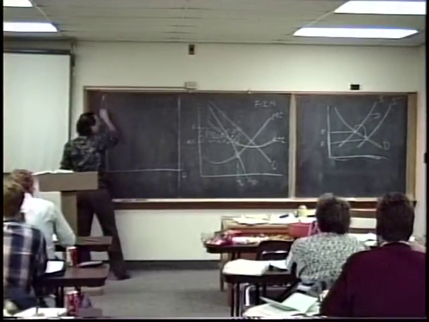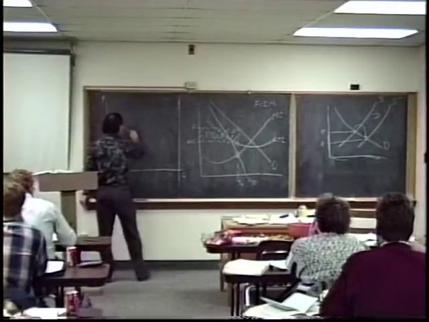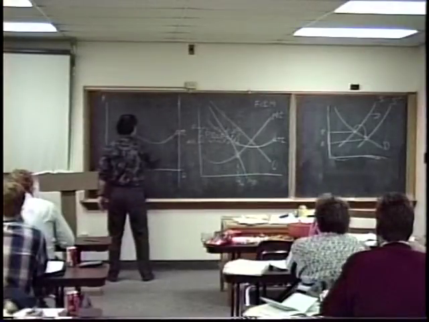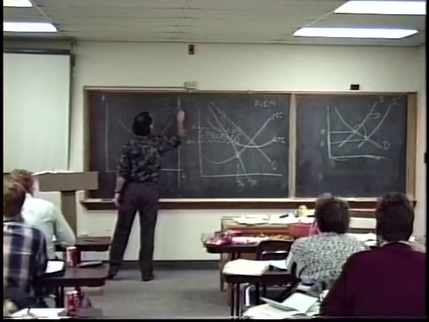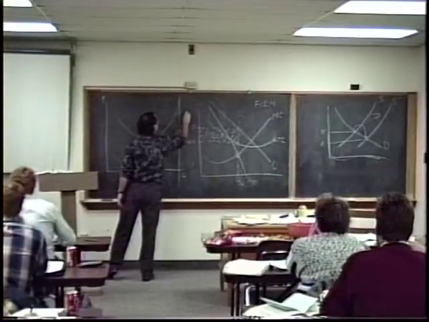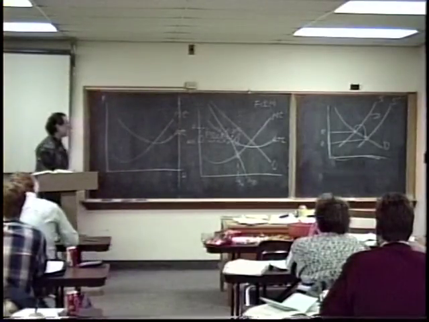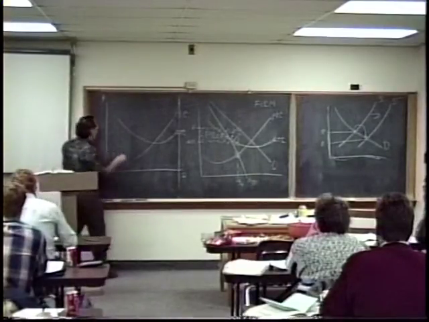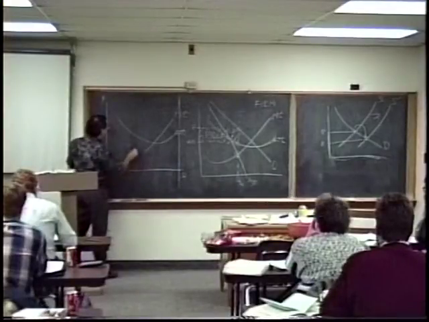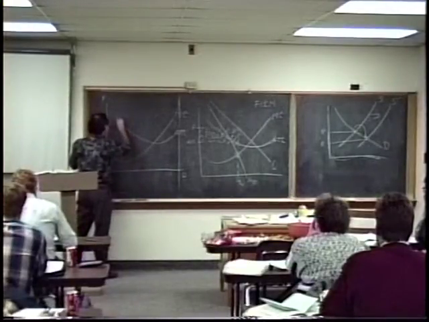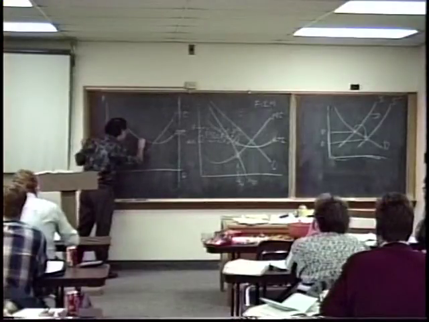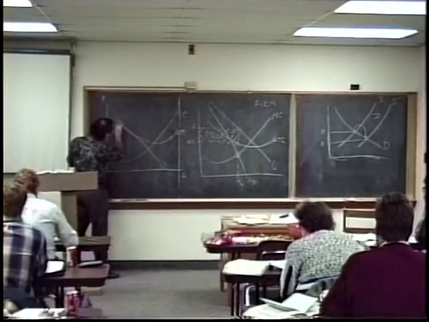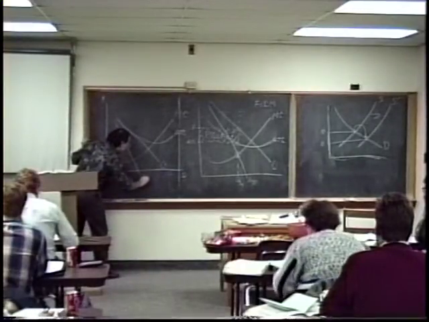Okay, look at the same thing here. I've got my average total cost here. Marginal cost. It will work out. I'll draw it carefully here. The demand curve is going to be something like this. And marginal revenue curve is going to be something like this.